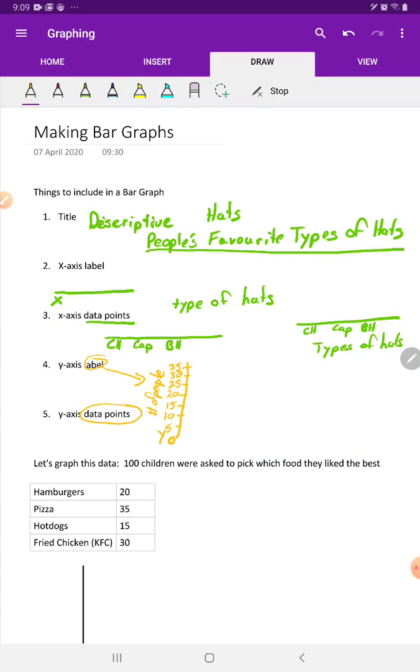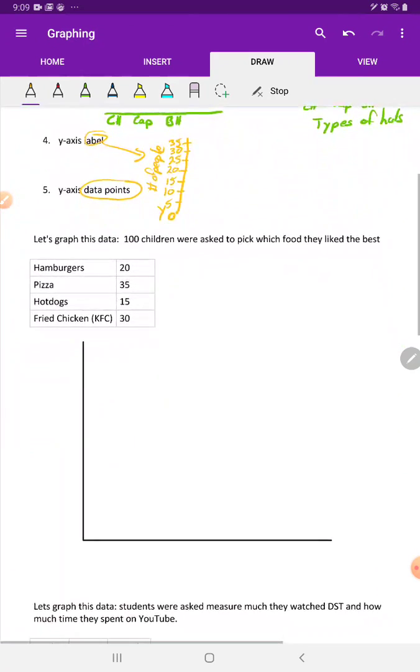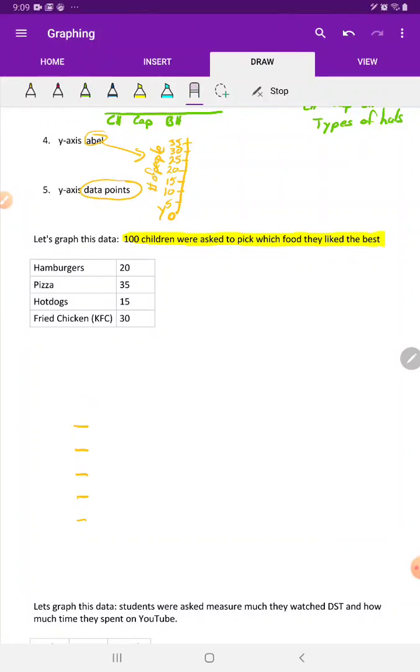Okay, all right, so let's just do some examples of some graphing. In this case here we have a graph. 100 children were asked to pick the food that they liked best, and they were given these choices right here. Now I'm going to tell you right now that one of the things you will be tempted to do is write your little lines along here like this. That's lovely. These lines should be an equal distance apart. So that's the first thing.